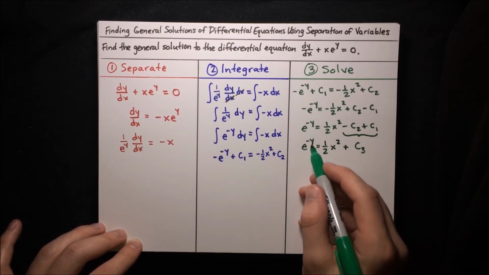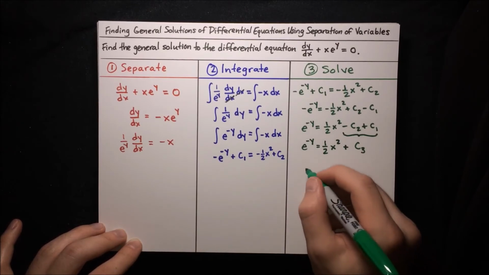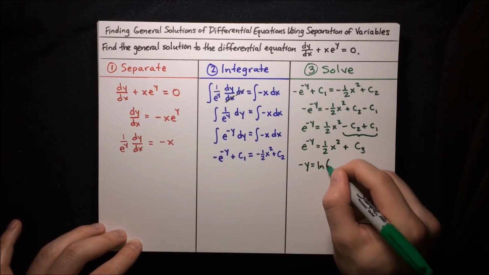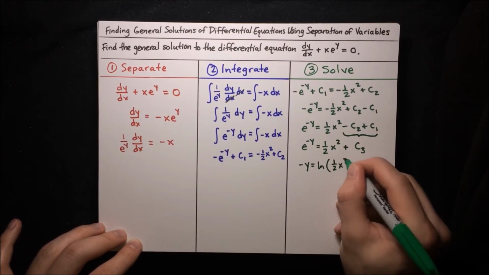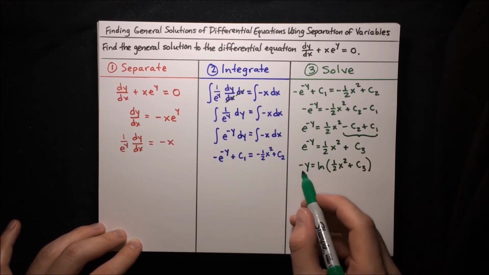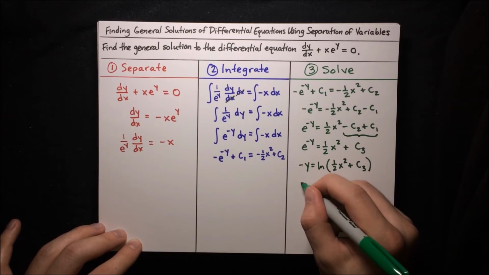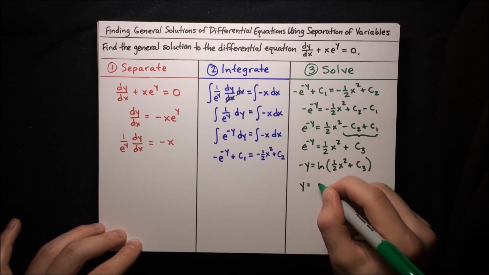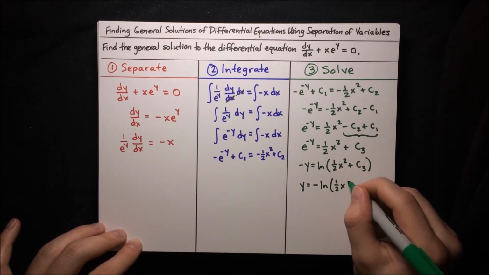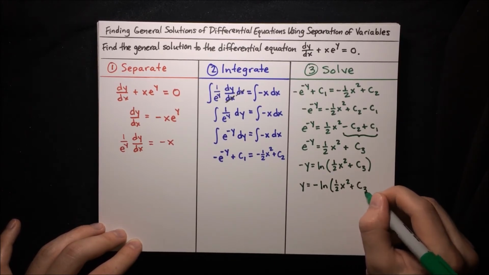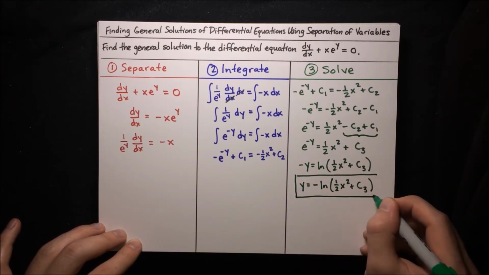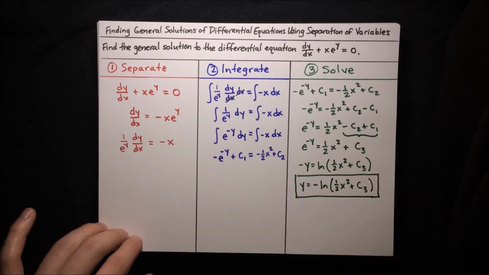Now let's get that negative y out of the exponent. So we'll take natural log of both sides. And the result there is negative y equals natural log of 1/2 x squared plus c3. And the finishing touch, just get that negative off of the y, multiply both sides by negative 1, and get y equals negative natural log of 1/2 x squared plus c3. So there we go. There's our solution. y equals negative natural log of 1/2 x squared plus a constant.